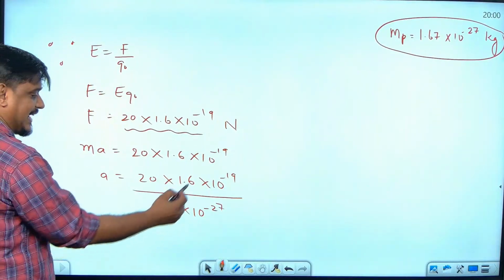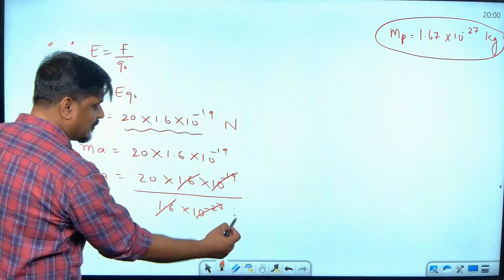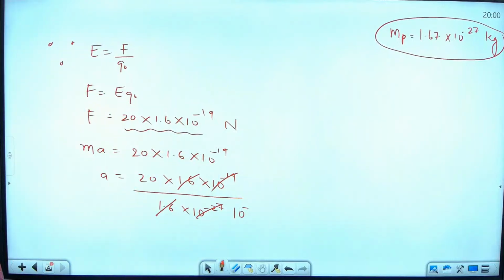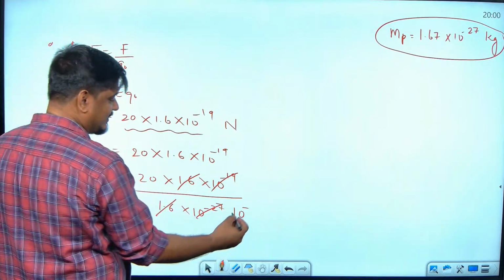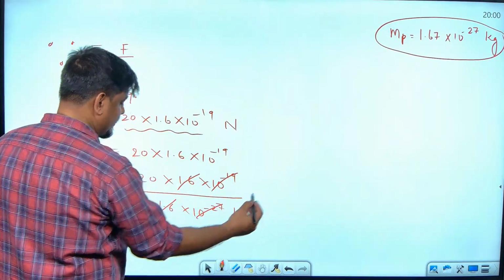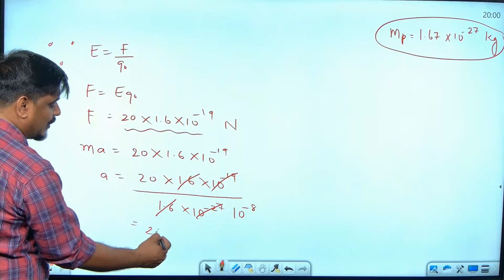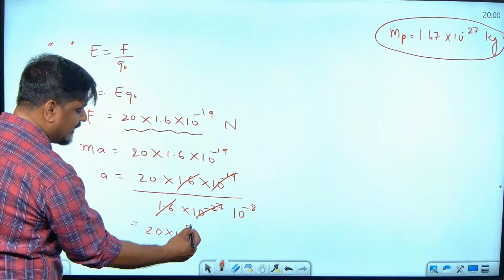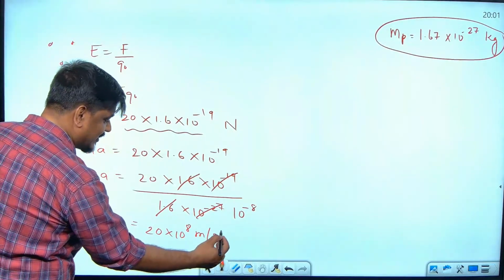Yes, so it will get cancelled. This will make it how much? 10 to the power minus? No, not minus, positive. It will go up, then it will become positive. So it will become 20 into 10 to the power 8, whatever.